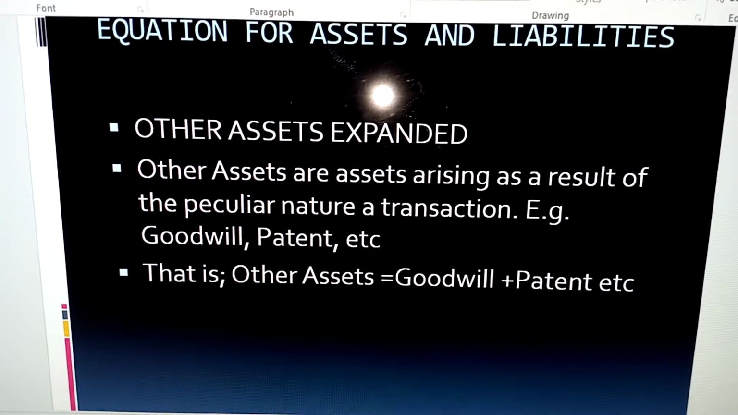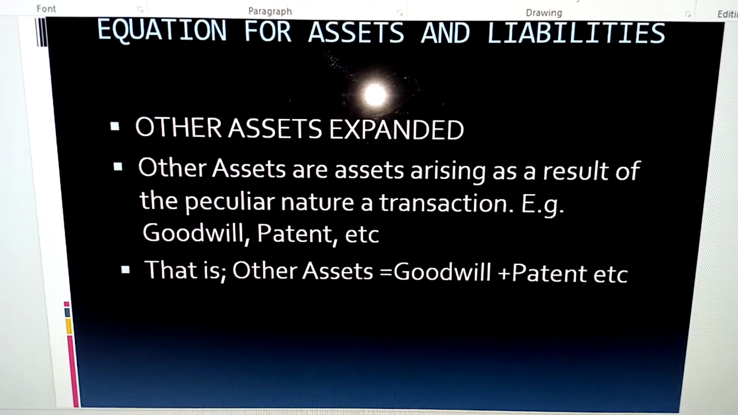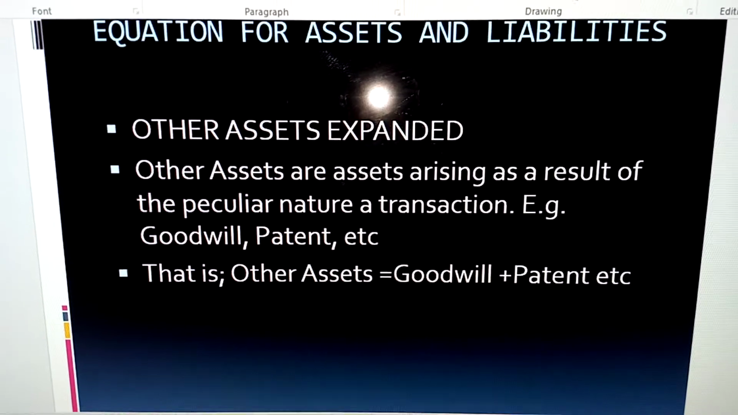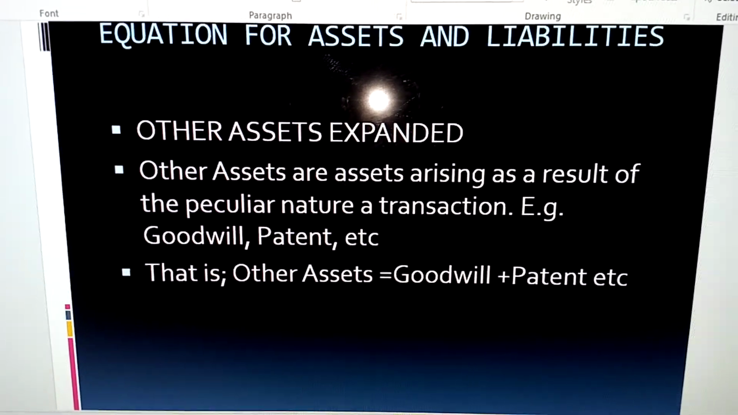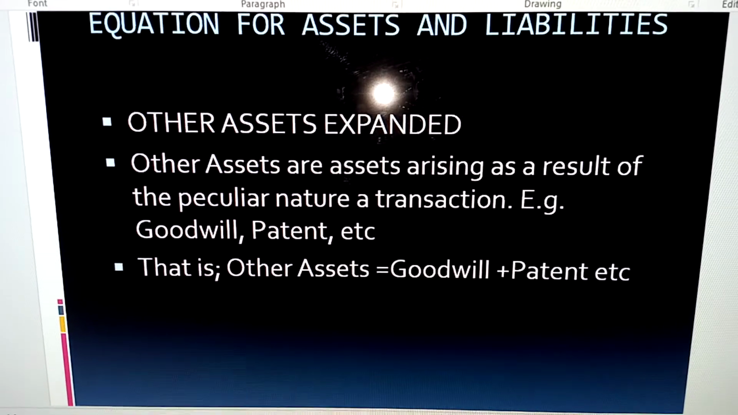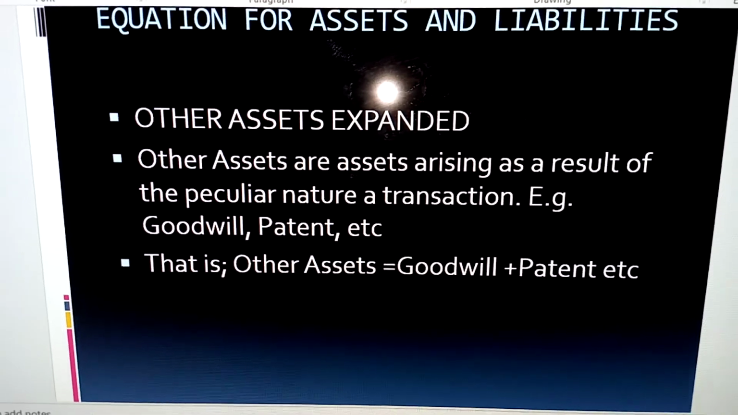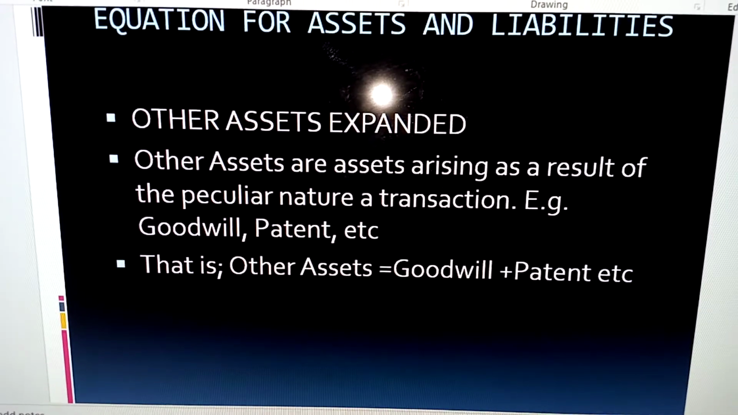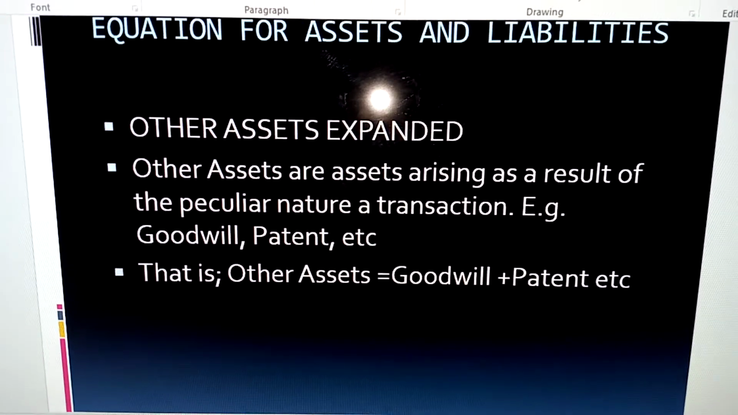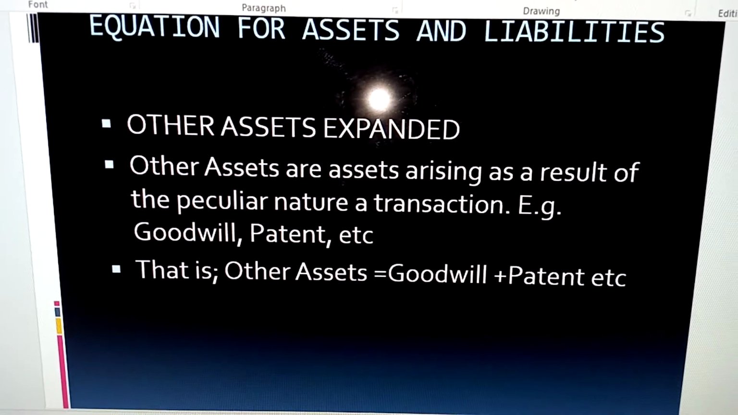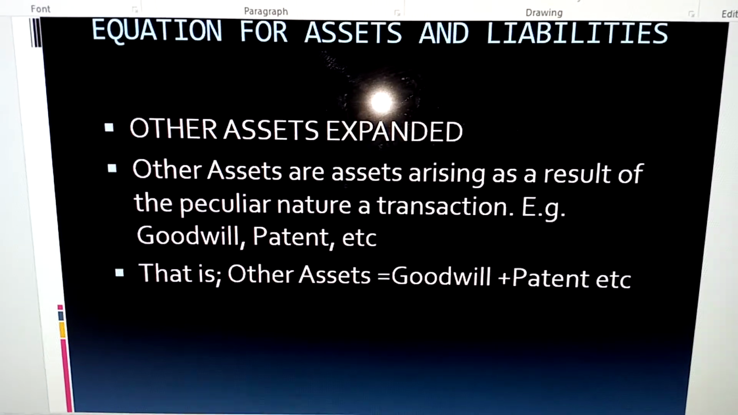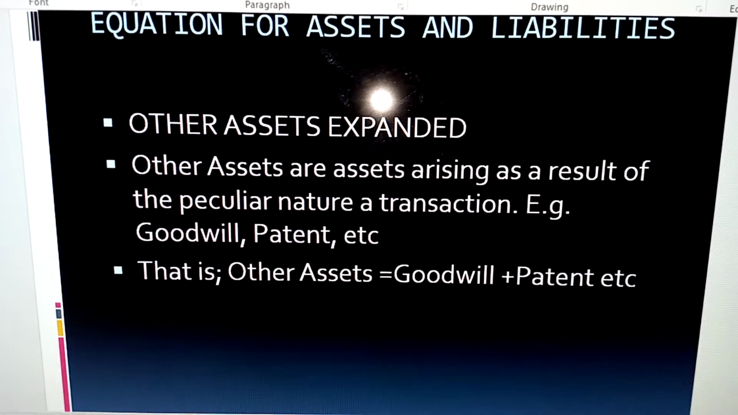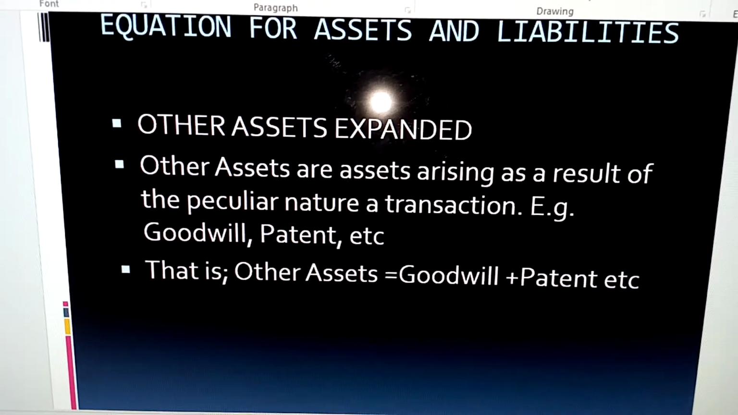We established that non-current assets are fixed assets. Current assets are not permanent in nature, they're in the form of cash or can be easily transformed into cash within the ordinary course of business. But other assets are items that take the nature of an asset due to the peculiarity of the transaction. Take, for instance, a huge amount of money paid to seal a patent for an invention. You can't write that off at once. So you write that off gradually.